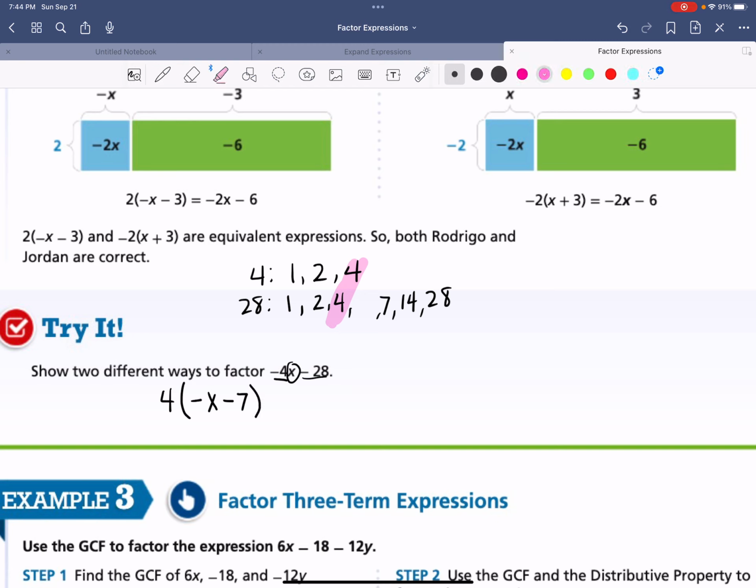And the reason they asked for 2 different ways is since these are both negative, what I can do is I can actually factor out a negative 4. And negative 4 times what gives me negative 4x? Well, that's just 1x or x. And then negative 4 times what gives me negative 28? Well, that's positive 7. So that's two different ways where I will get my same expression if I were to use the distributive property on the ones I factored out.